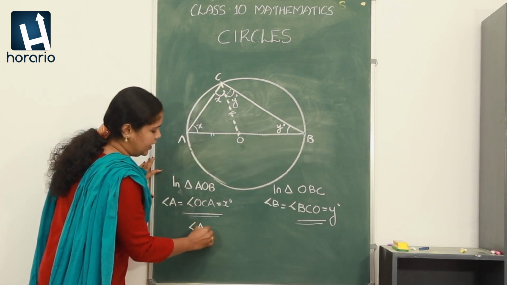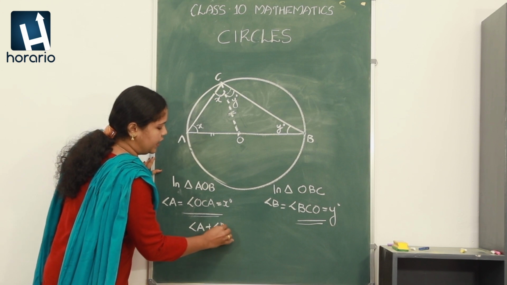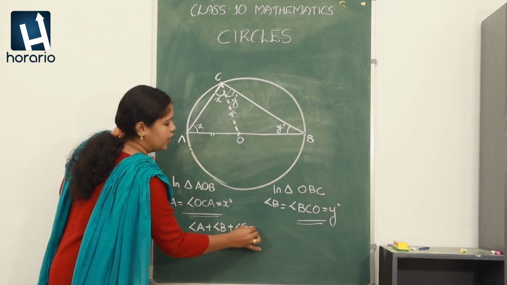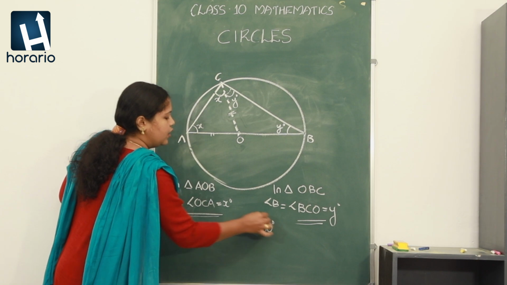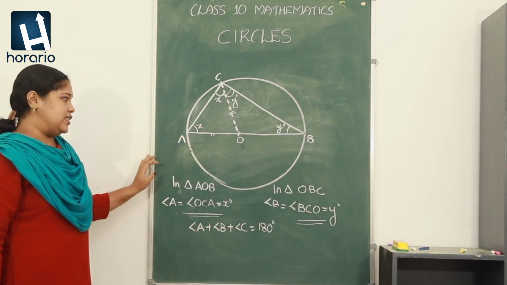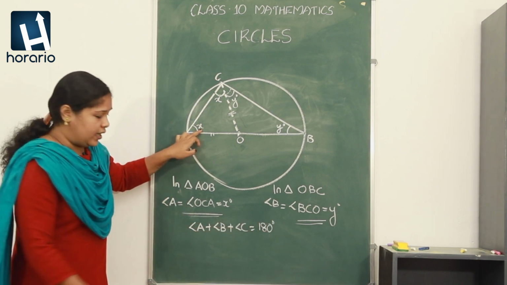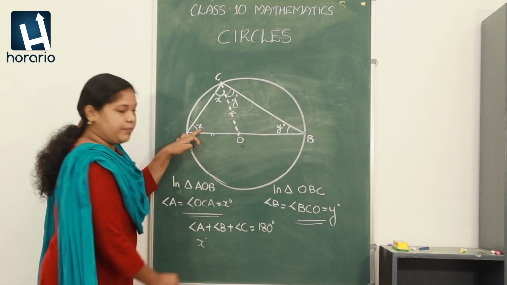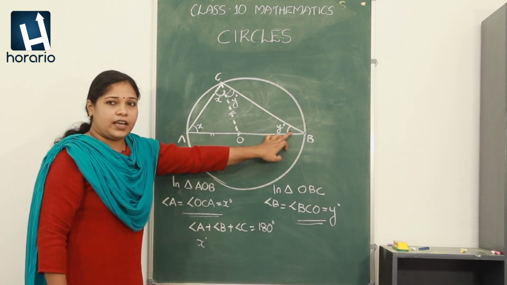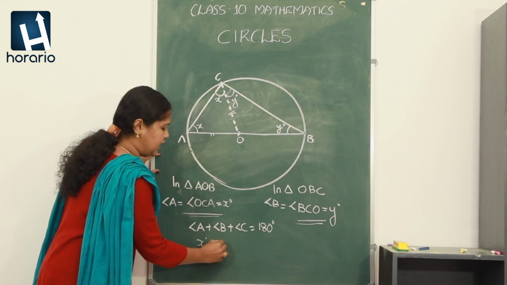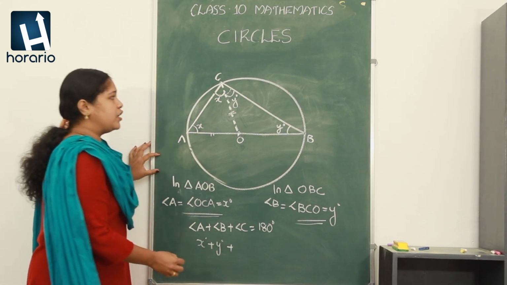That is, angle A plus angle B plus angle C is equal to 180 degree. This we have already learned in our previous classes. Now what is the measure of angle A? Its measure is x degree. And what is the measure of angle B? Its measure is y degree. What is the measure of angle C?